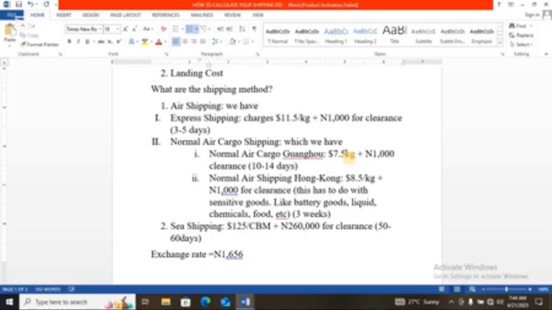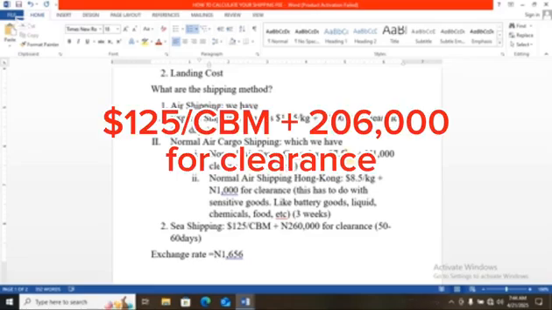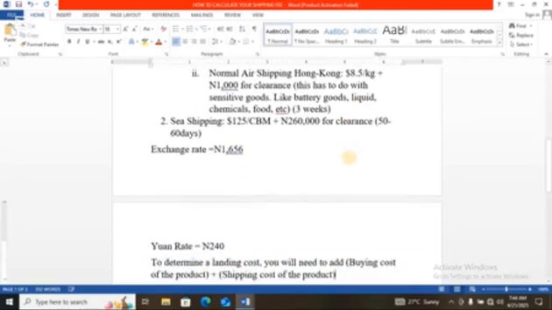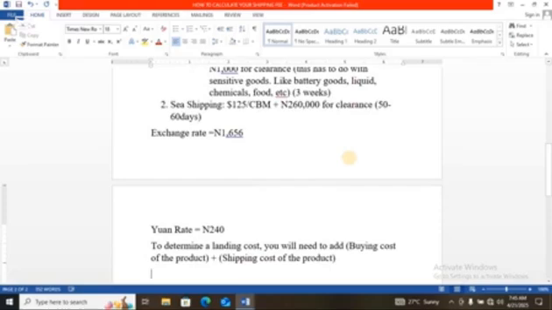So you are going to see that not every item you should use the air shipping and not every item you should use the sea shipping. Now the charges are $125 per CBM plus 260,000 for clearance. So this is the price that they charge for sea shipping. Now let's move back to the fact that now you know how to calculate your shipping fee. You now know, oh, if I'm buying this product, this is the kind of shipping I'm going to make use of.